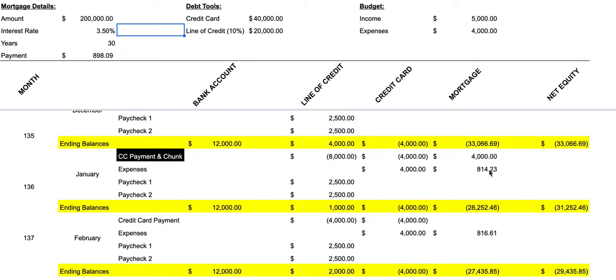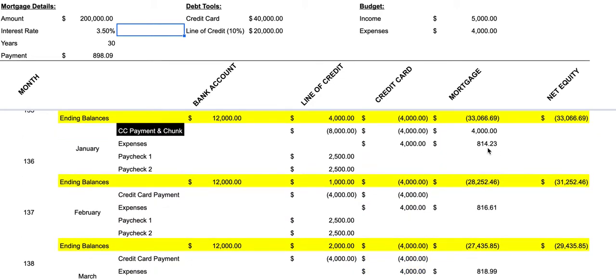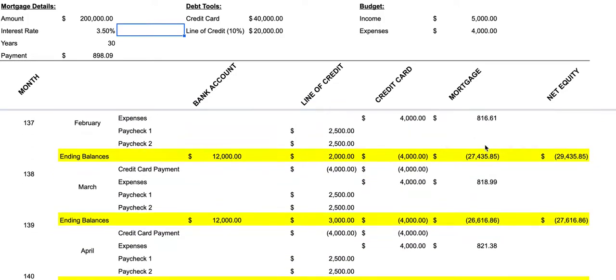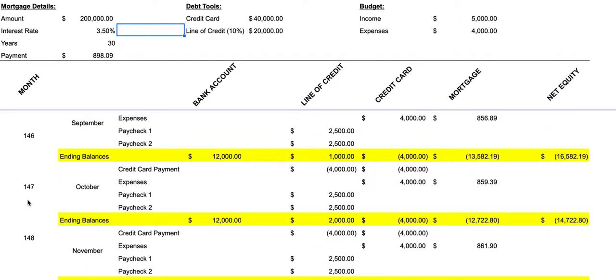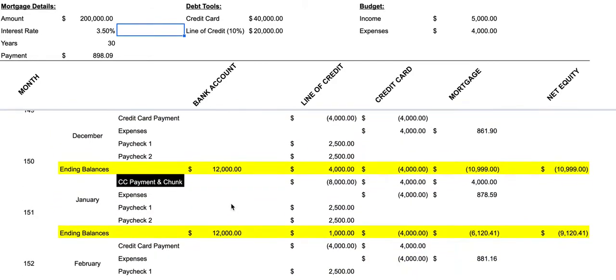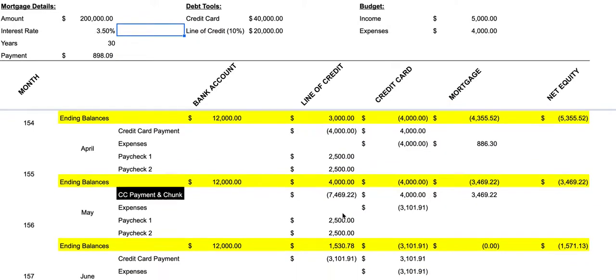Your principal balance is increasing. The principal part of the payment is increasing. Now it's at $800. Keep going down, right? And these are the number of months, right? So now we're getting towards the end. So now down here, your mortgage balance is down to negative $3,469. So you brought that down after 155 months.